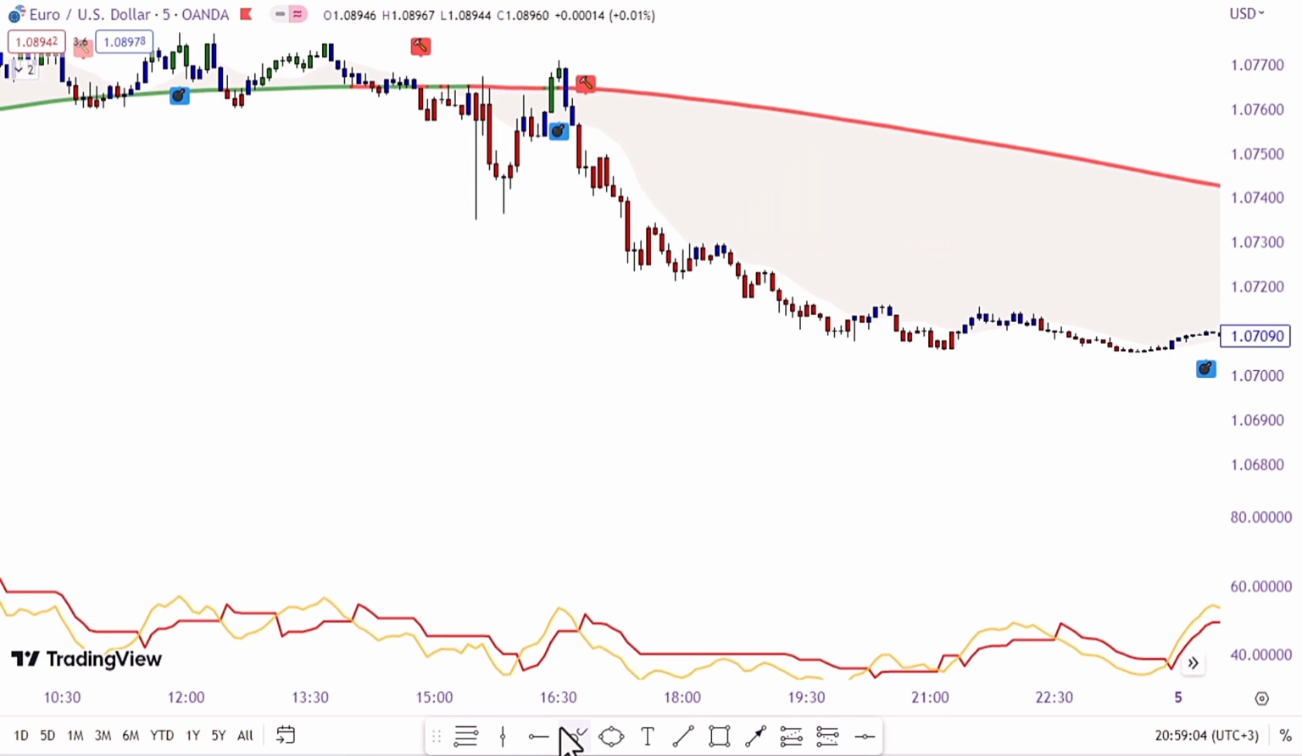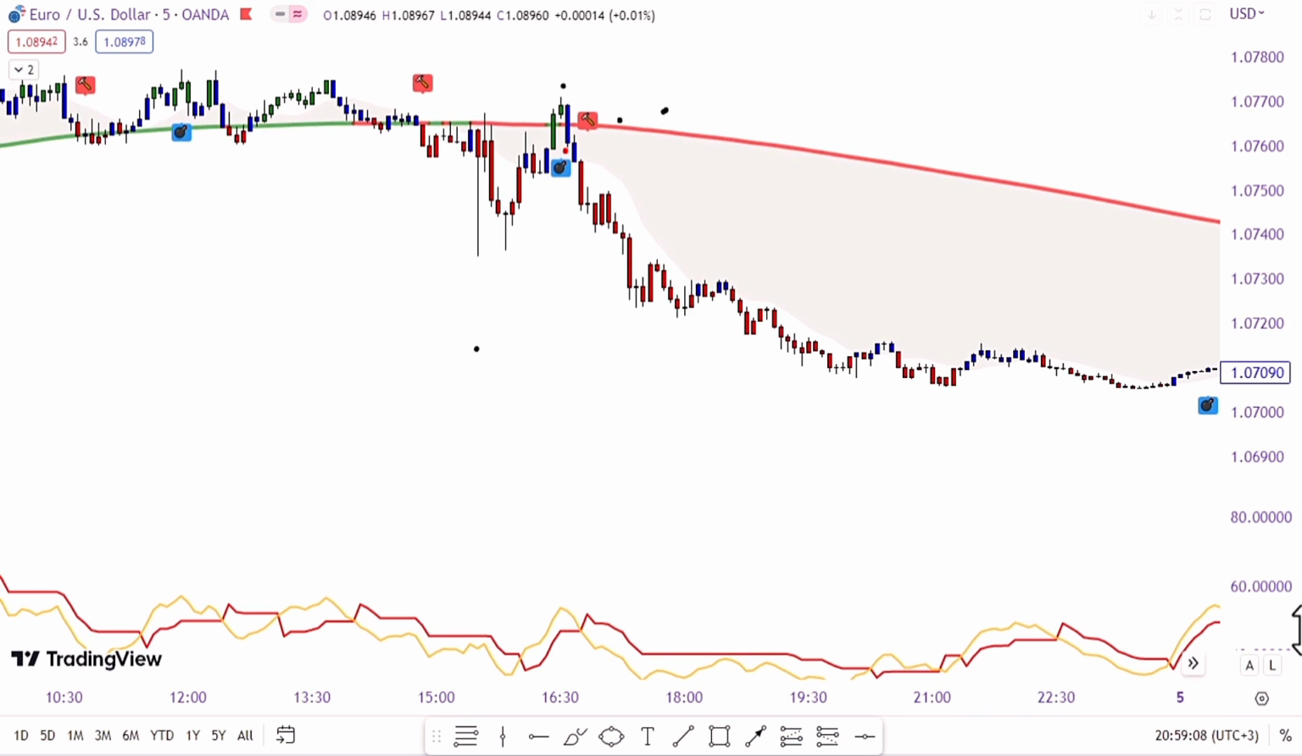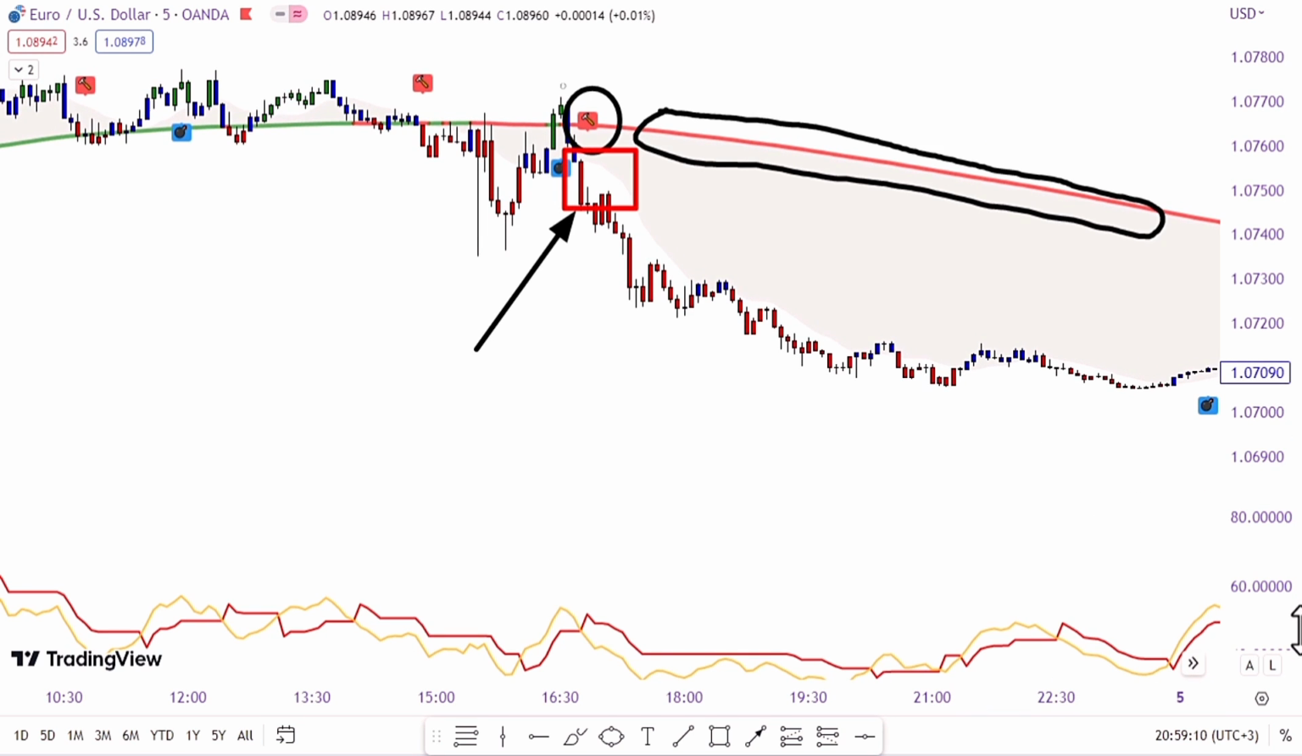For sell trades, do the opposite. First, wait for the signal line issued by the follow line indicator. At the same time, the price must be closed below the SMA and the bar column must be red, and the QQE yellow line must be below the red line.